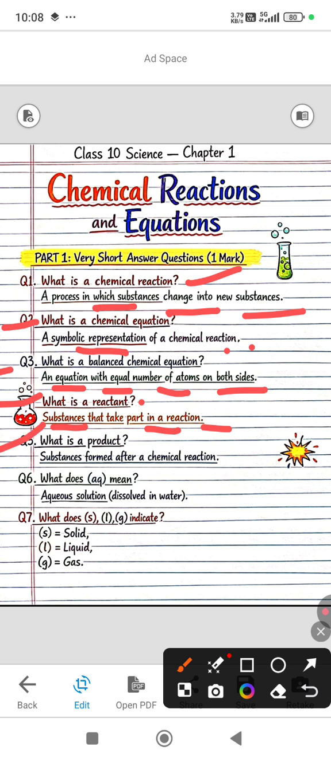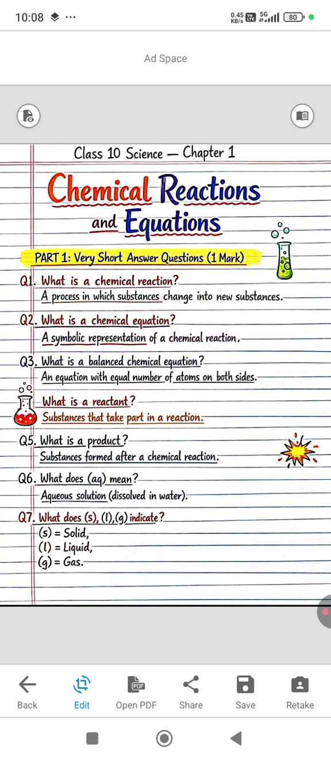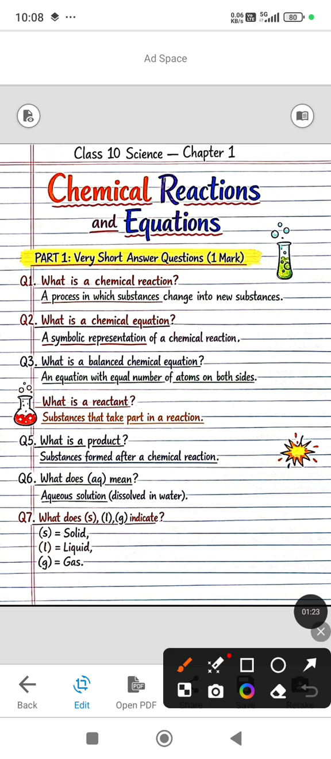Question number 5, what is a product? Products are the substances formed after a chemical reaction. Question number 6, what does aqueous mean? Aqueous solution is known as AQ, which is dissolved in water. Question number 7, what does S, L and G indicate? S means solid, L means liquid and G means gas. We use solid, liquid, gas in chemical equation to represent solid, liquid or gas phase of the compound.